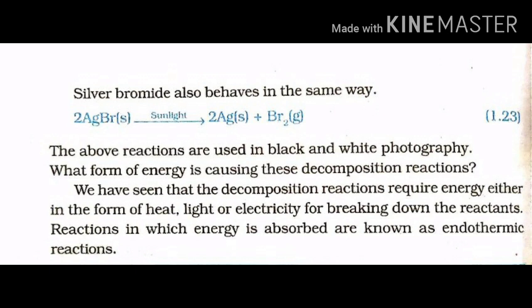Another example of photolysis is the decomposition of silver bromide. 2AgBr when placed under sunlight gives 2Ag plus Br2. The above reactions are used in black and white photography.